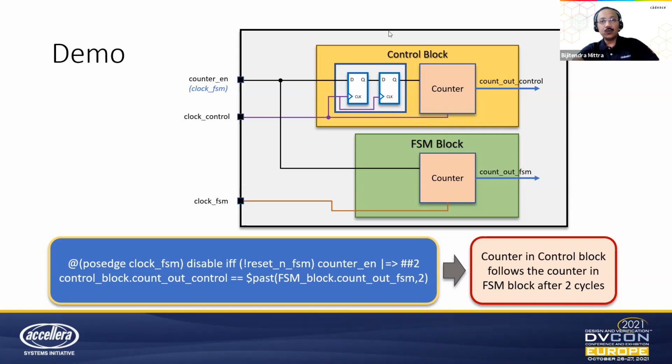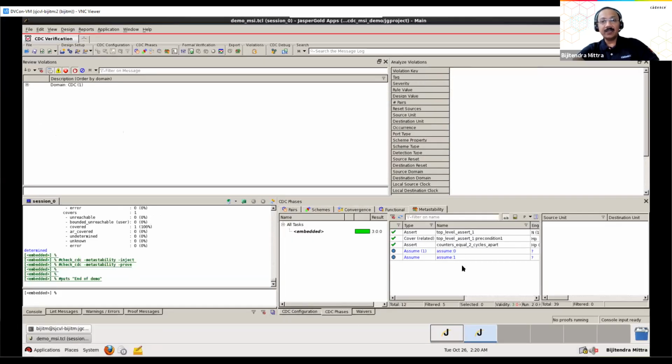Now, switching back to my Unix environment, I already have a session running where I have this property, and I have already run it and it is proven. As I mentioned, this is a push button flow. I'm going to click on this button and it will inject the metastability effect into the design. It will tell me how many CDC crossings have the potential of injecting metastability. In this case, we have just one.